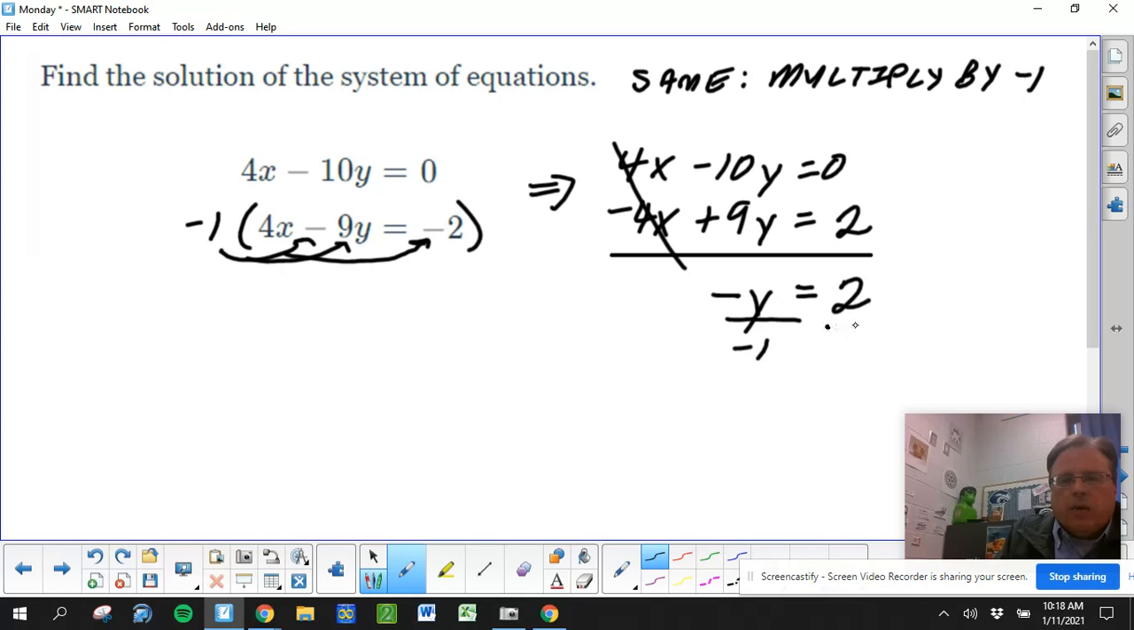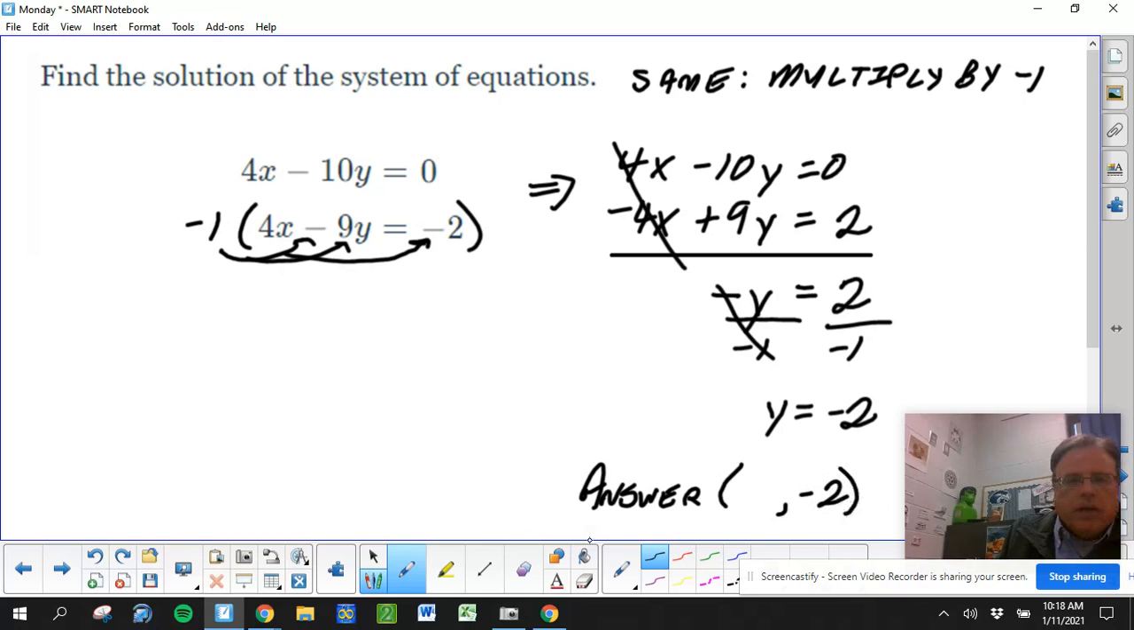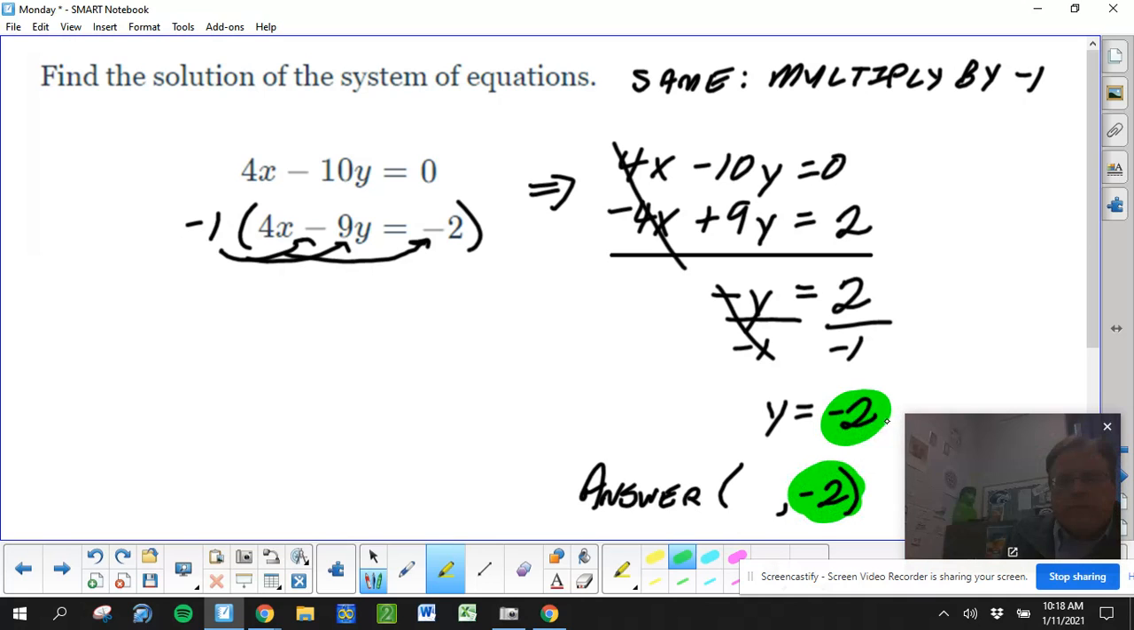Now we've got to get that y by itself. So we'll divide by negative 1 and we get negative 2. So I know that my answer is going to have a negative 2 for y. And to stick with my color scheme, I'll use green for y. Now, I don't know why that went dark over there. There we go.